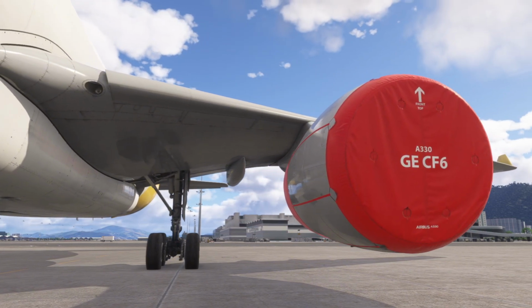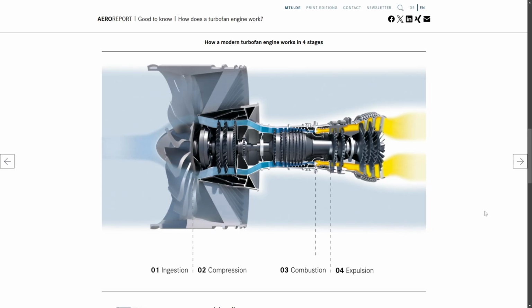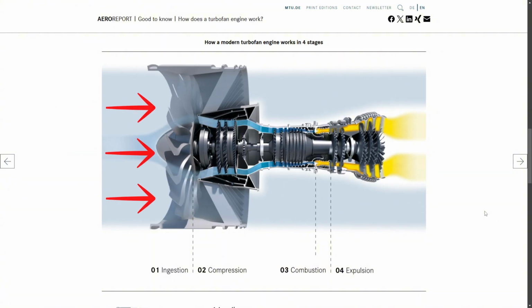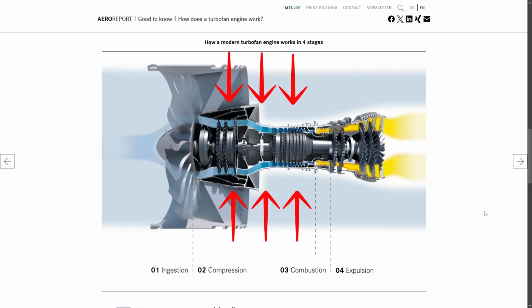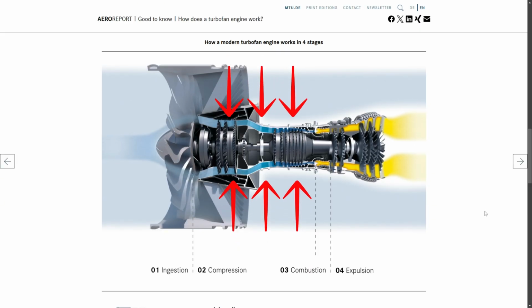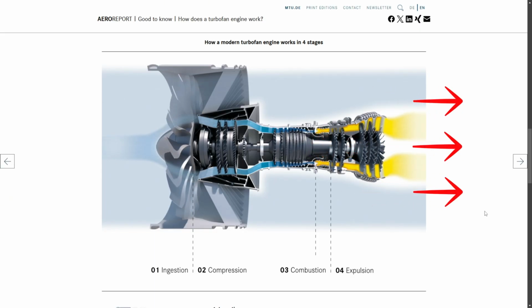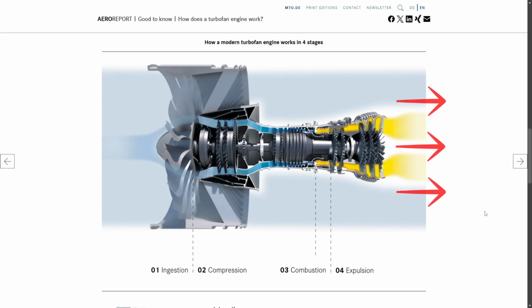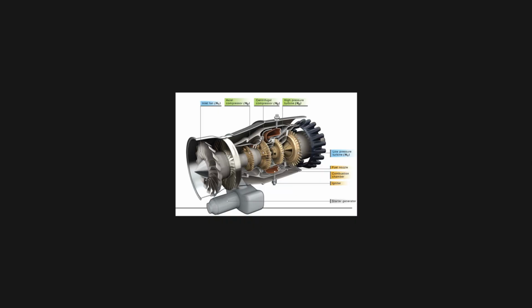But before we do that, as always, a little bit of a science lesson. So what you see here is a beautiful animation of a jet engine. We have 4 stages. In the first stage, air is ingested into the engine, then this air will be compressed. In the third stage, the combustion, the ignition happens, and in the last stage, the ignited air and hot gases are expulsed.